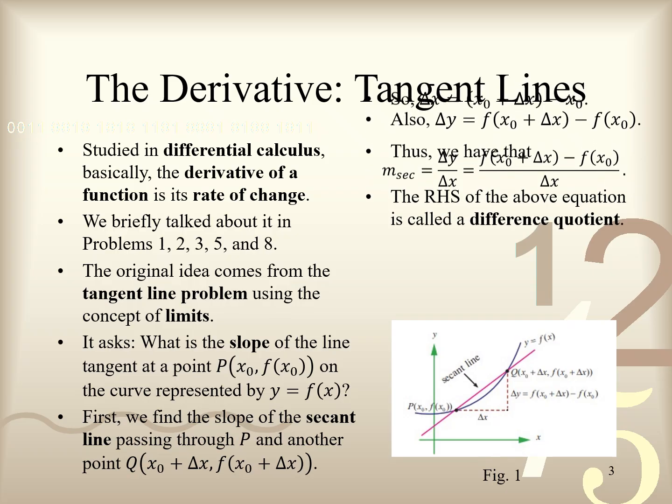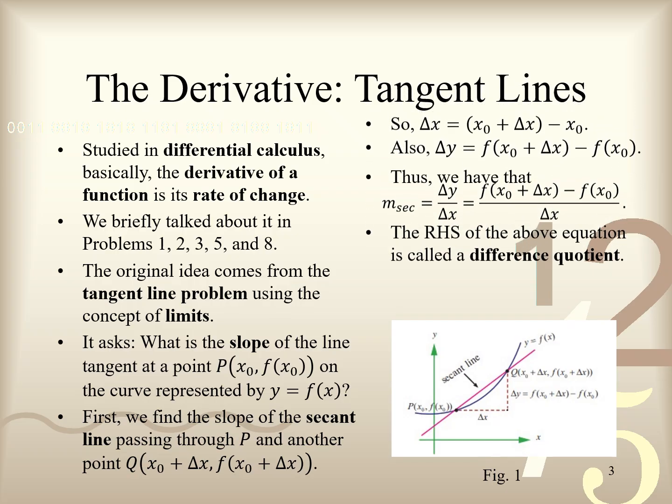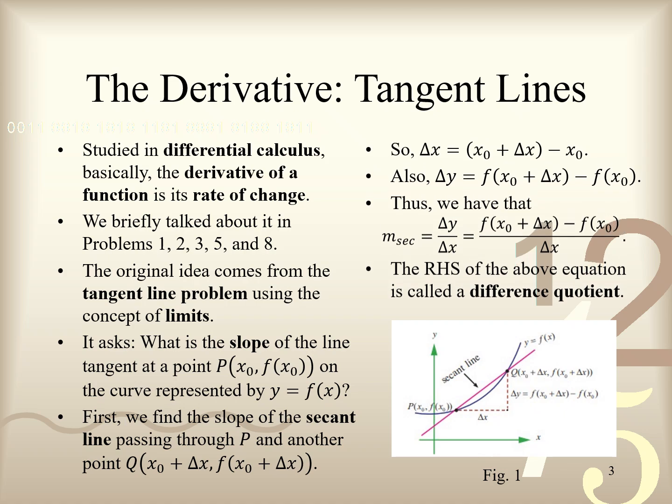Likewise, the vertical change in y, or delta y, is the difference f of x0 plus delta x, minus f of x0. Thus, we have that the slope of the secant line being considered is equal to the ratio of delta y to delta x, which equals f of x0 plus delta x, minus f of x0, all over delta x. The right-hand side of the above equation is called a difference quotient. It remains to determine the slope of the tangent line passing through the point P, which we shall do next.